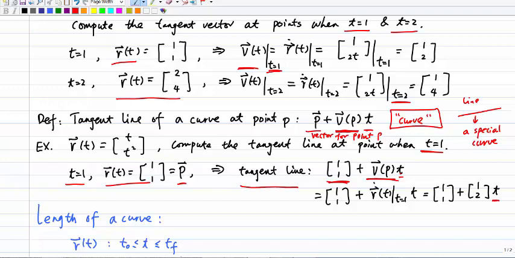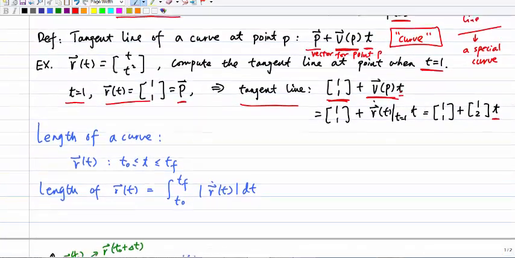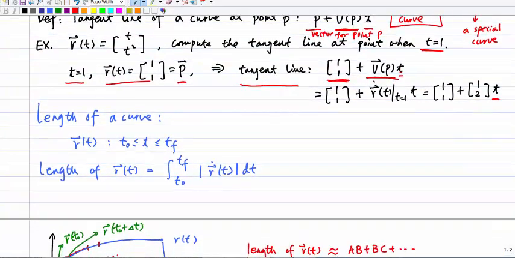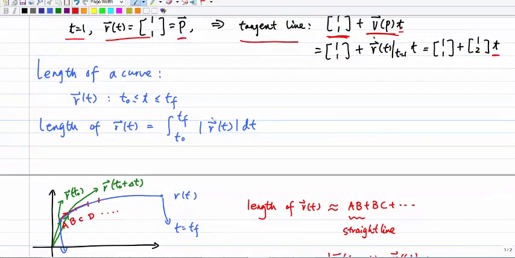Let's now move to the length of the curve. As you could imagine, the length of a curve is a little bit complicated. Because it's not a straight line, you actually have to compute small segments and sum all the small segments, and then you get the length of the curve. It's difficult to compute. So mathematically, I want to talk about it.